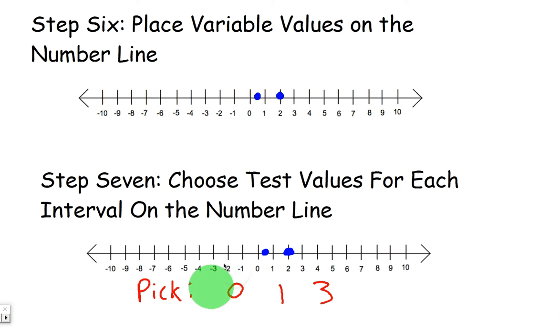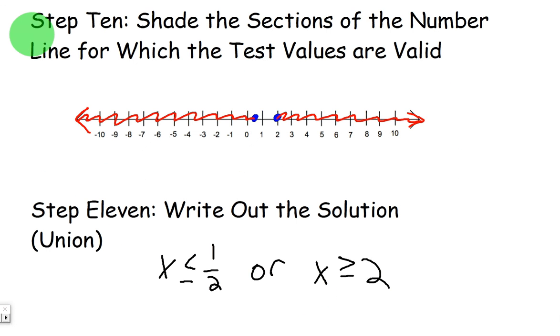What that means is this part of the number line is going to be shaded because 0 worked, and this part of the number line is going to be shaded because 3 worked. This will not, because when we plugged in 1, it didn't work. Step 10, shade the sections of the number line in which the test values were valid. And so there you go. This is the answer to our inequality on the number line. Any number less than or equal to 1/2, and any number bigger than or equal to 2.